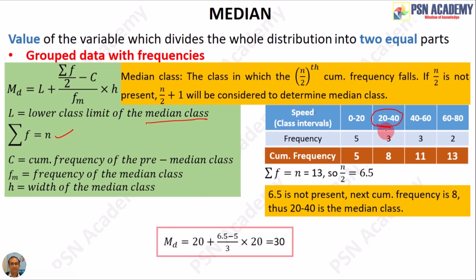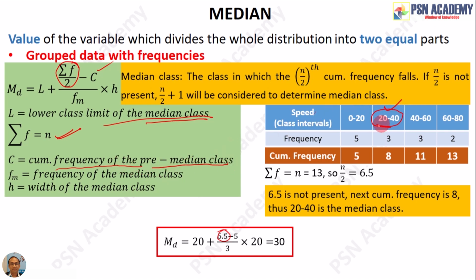Clear? Now you plug the values in this formula. There is L, which is 20, that is the lower limit of the median class, and the summation of f is n. So summation of f by 2, that is 6.5, this one, minus c. C is the cumulative frequency of the pre-median class.